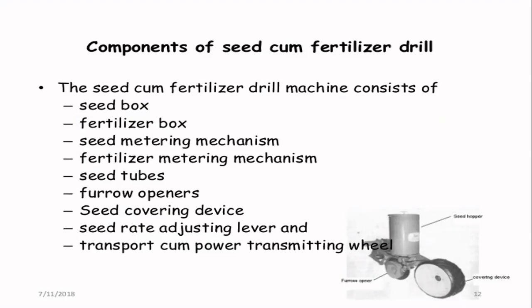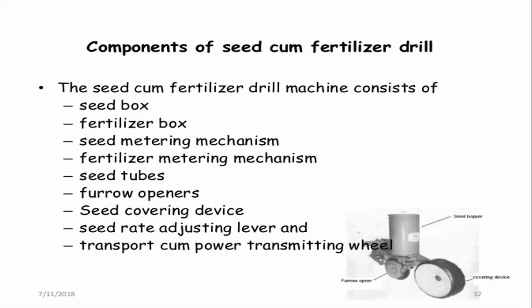There are two calibrated metering devices there. One calibrated for the fertilizer, one calibrated for the seed. So normally nowadays they develop seed cum fertilizer, right? Seed cum fertilizer means a seeding machine with the fertilizer unit also. Seed box, fertilizer box, seed metering mechanism, fertilizer metering mechanism, seed tube, furrow opener. If you have a seed tube, the fertilizer tube is also separate. Sometimes both tubes are the same because they fall in the same hole, at the same depth.